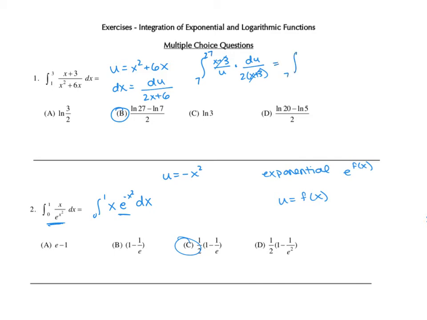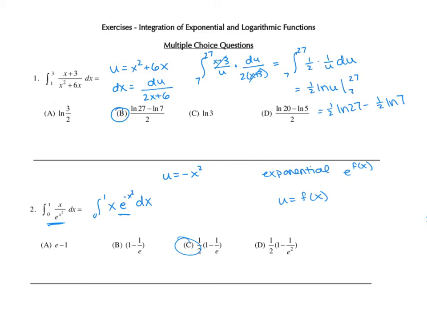So now what do I have? I have 7 to 27, 1/2 times 1 over u. So this is where ln is going to come into play. The antiderivative of 1 over u is ln u. So this is where that answer B is going to come from. It's just a rewritten form of this.